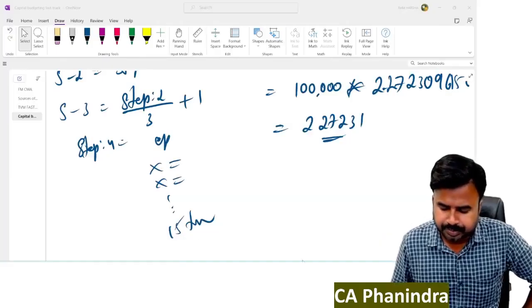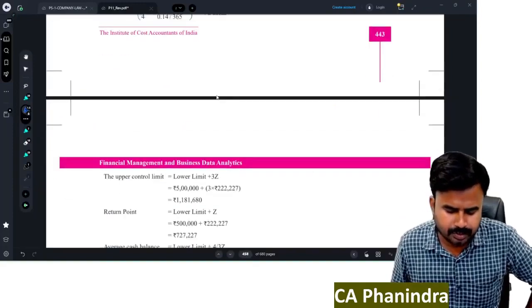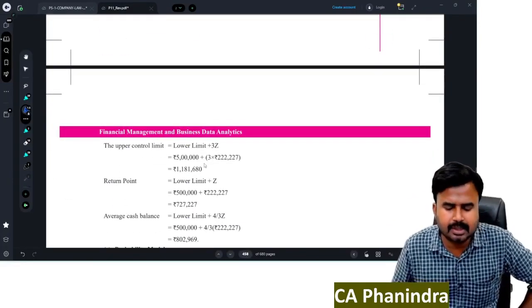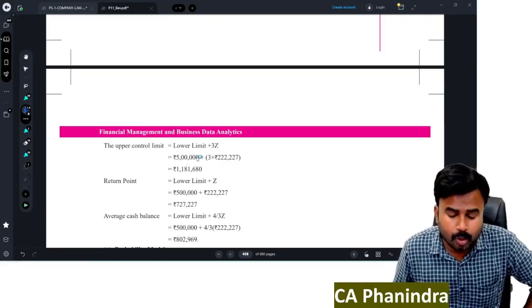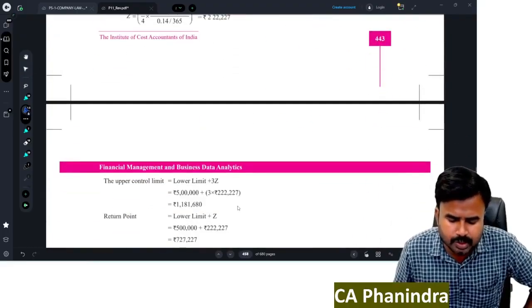So if we get Z, then you can easily calculate the other numbers also. Look at this. Upper limit is L plus 3Z, that is lower limit 5 lakhs plus 3 into Z. Z is the number which is taken from your study material, 2,22,227.